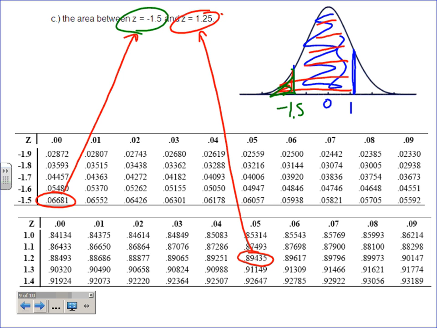So you go ahead and you subtract those. So you take 0.89435, I kind of wrote over it, and then minus 0.06681. You subtract that, and magically you get to the answer. What's it come out to be? 0.82754. So in other words, that translates to 82.754% of that entire area.